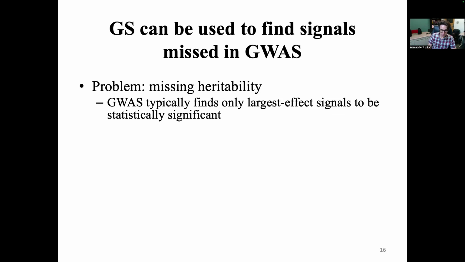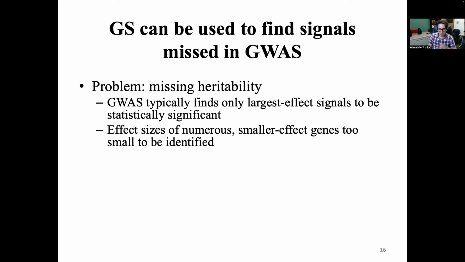So GWAS, remember, the purpose of GWAS is to find regions of the genome with strong statistical associations with your trait. However, the problem with the GWAS is missing heritability. So GWAS typically finds only the largest effect signals to be statistically significant. And this means that, if you have a complex trait with thousands, hundreds of thousands of small effect genes, their true effect size might be too small to pass that threshold of statistical significance.